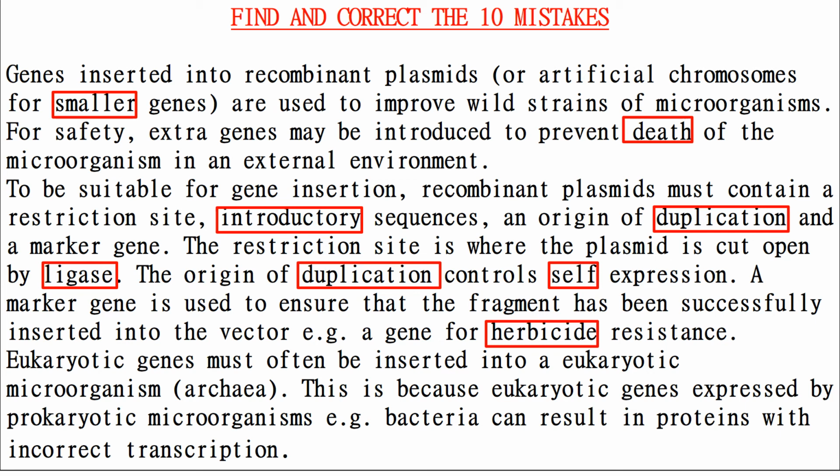Eukaryotic genes must often be inserted into a eukaryotic microorganism. Archaea, it's not archaea, it's yeast. This is because eukaryotic genes expressed by prokaryotic organisms, e.g. bacteria, can result in proteins with incorrect transcription. So it's not transcription, I think the transcription producing the messenger RNA is not a problem. The problem comes when the protein has to fold and become active. So that should be incorrect folding for the last one.